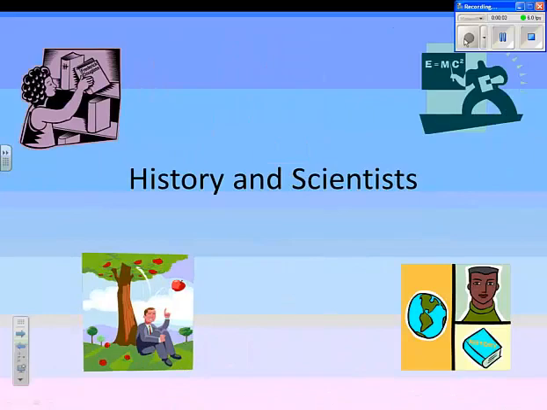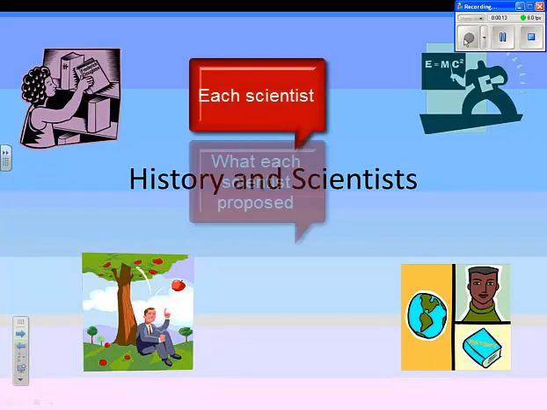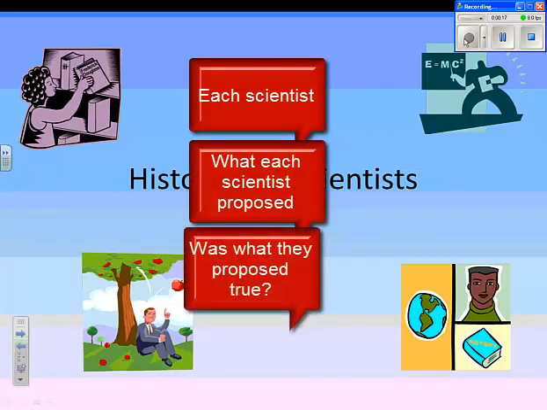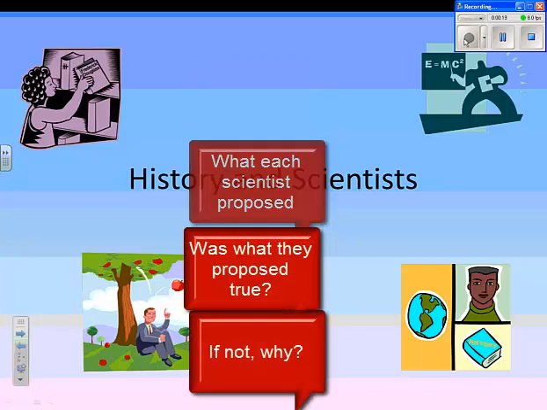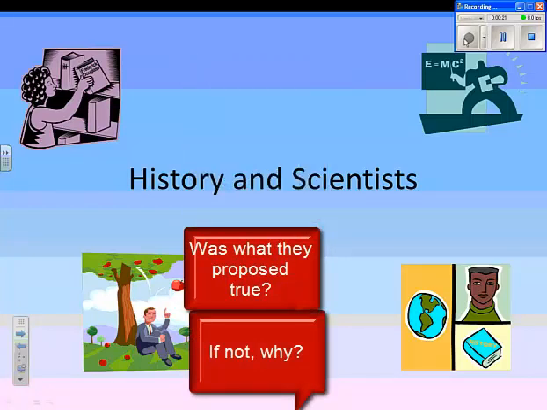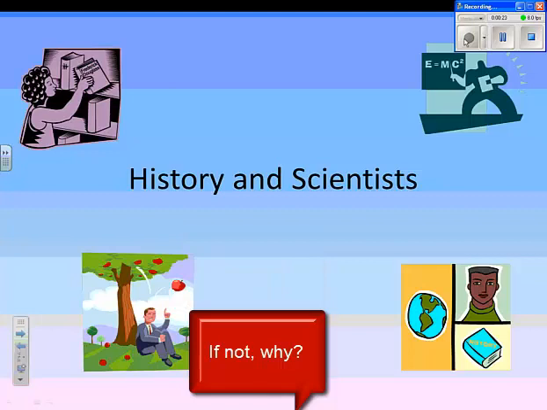Guys, this video is going to talk about the history of the atomic structure, and we're going to talk about the scientists that made their contributions. You will need to know each scientist, what they proposed, and if it was true. If it was not true, you'd be able to tell us why it was not true. That's the whole purpose of this video here. So let's get into it.